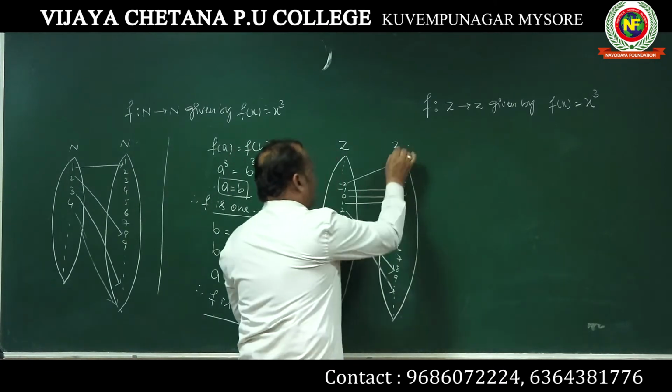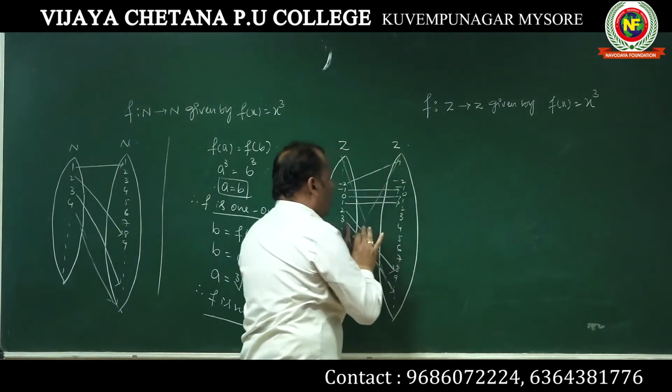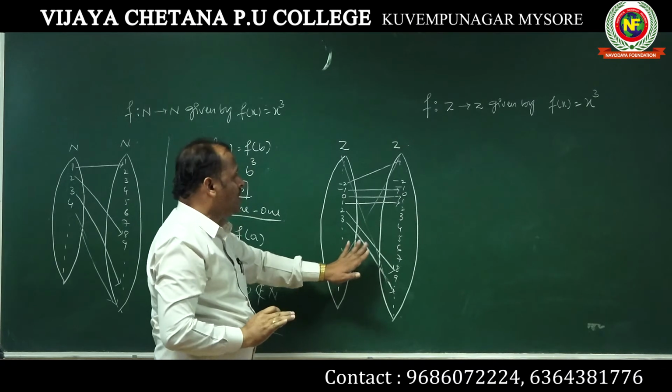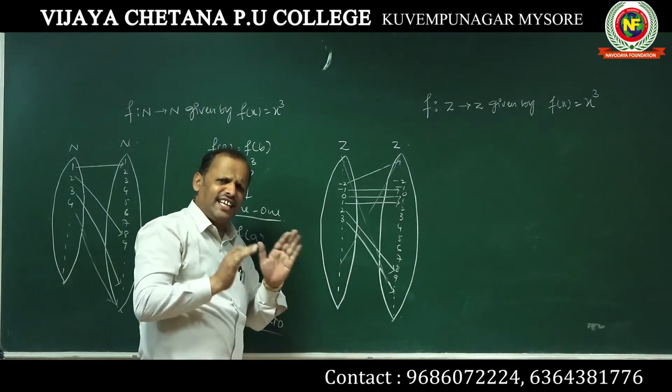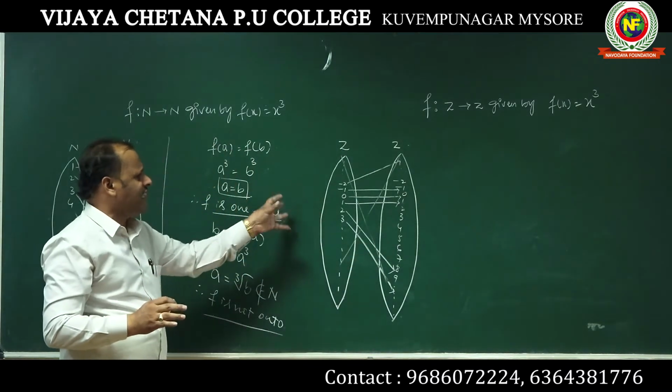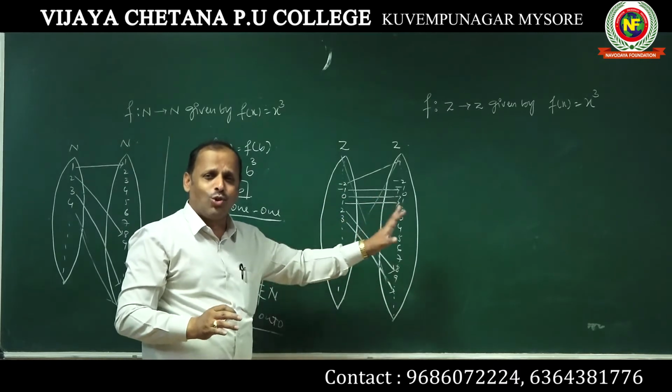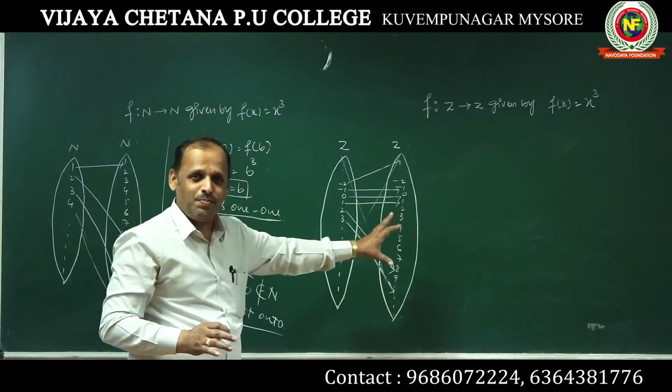But here it is not the procedure, we are not supposed to show it like this. This is just to understand how a set becomes the domain and how a set becomes the codomain.